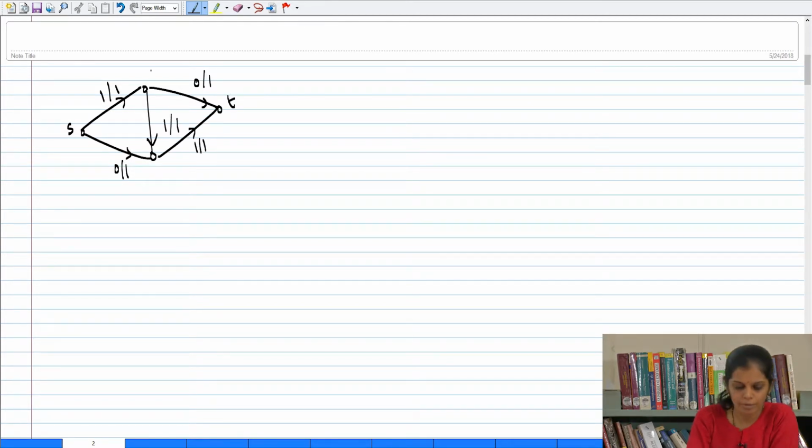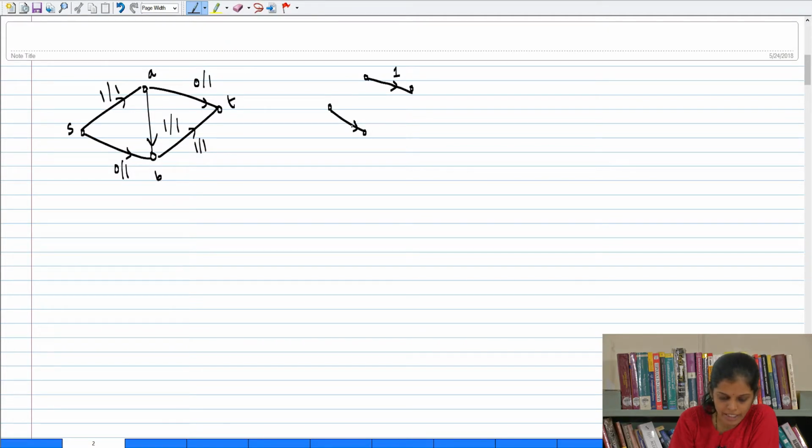Right. So let us compute the residual network with respect to this according to my new definition. What will I do? Will the S to A edge survive? No. And I said that if it doesn't survive, just don't worry about it. So I will have nothing. What about A to T? Will it remain? It will remain, because I did not send any flow. So I would send 1, it will have a residual capacity of 1.